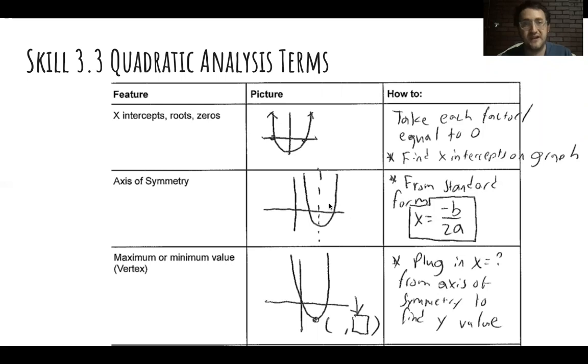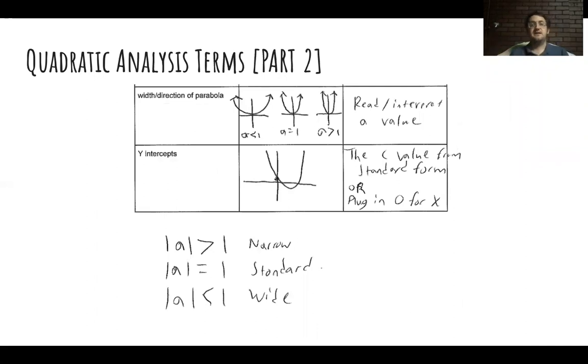And you'll see the axis of symmetry is conveniently given by x equals negative b over 2a. The minimum or maximum value is found by taking that axis of symmetry and plugging it into the equation to find the y value. We can also, just by reading the a in the general form of the quadratic, ax squared plus bx plus c, get an idea about what direction and how wide or narrow the parabola is going to be. And we can find the y-intercept by just looking at that c number.